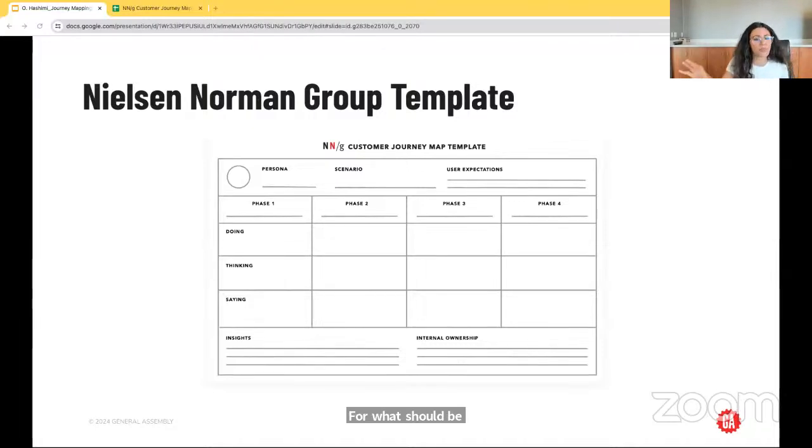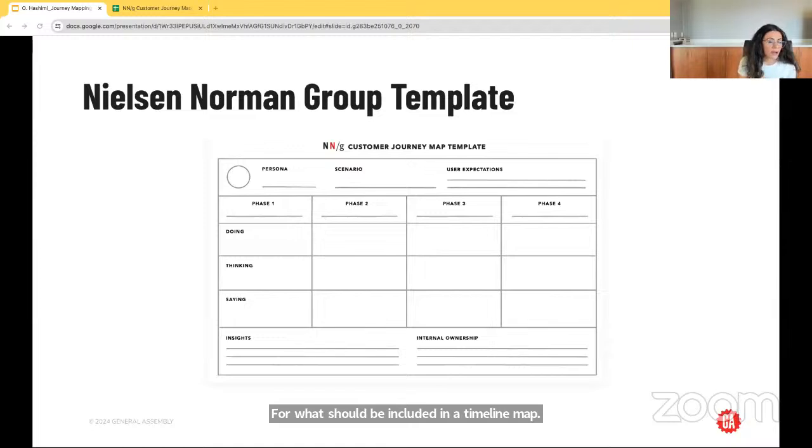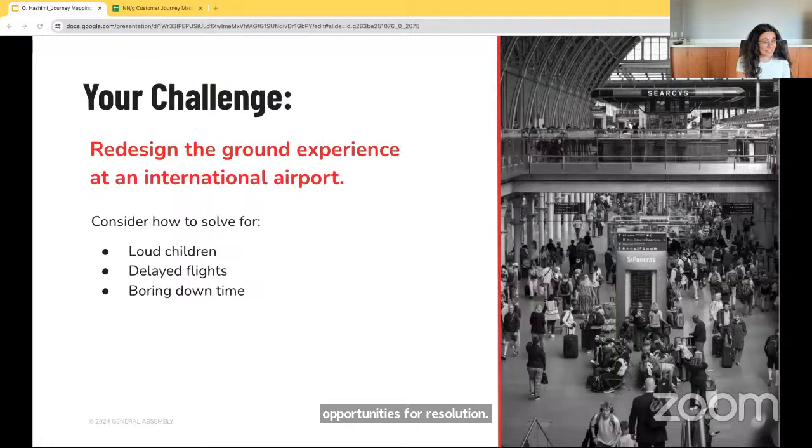First of all, I'd like to point out the separation of doing, thinking, and saying here. The point of difference between these three things I really want to highlight, because they could be opportunities for resolution. So this is what we're going to be using today.